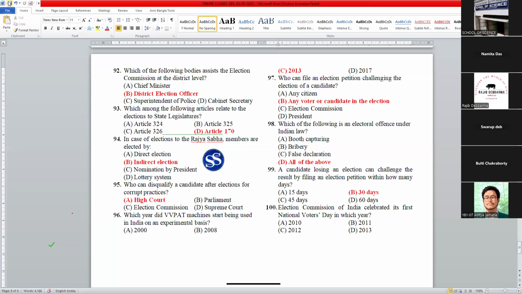Last question. Very interesting. Election Commission of India celebrated its first National Voters' Day in which year? 2011. Let us see how many of you answer it correctly. The right answer is 2011, the year 2011.